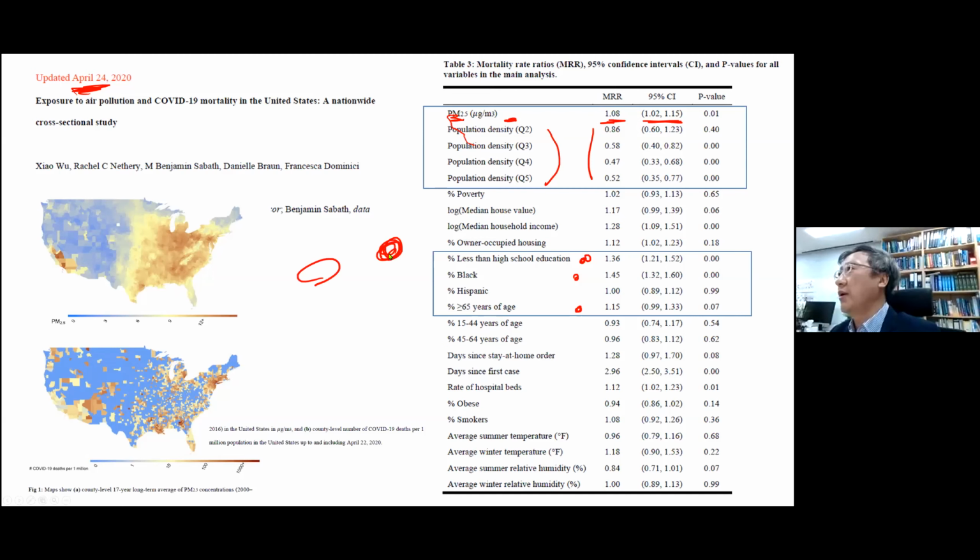So the proper interpretation is that a county with high PM2.5 has a higher incidence rate or higher mortality due to COVID-19. The county with a higher percentage black has a higher mortality rate. Similarly for all the other risk factors.